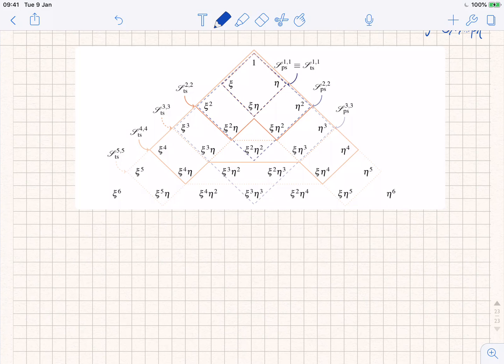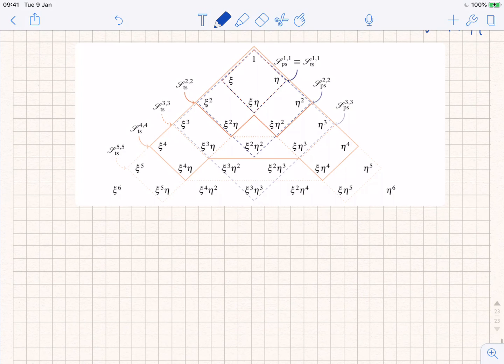Now let's talk a little bit about the shape functions, right?